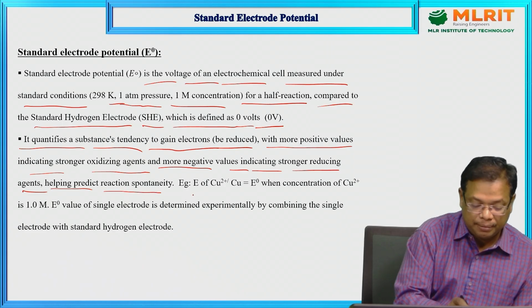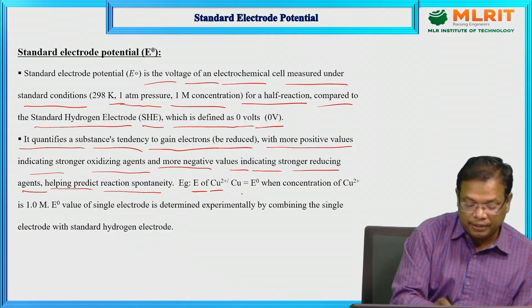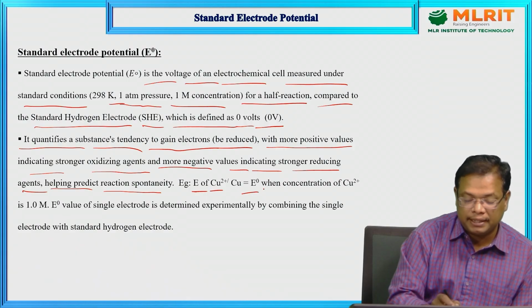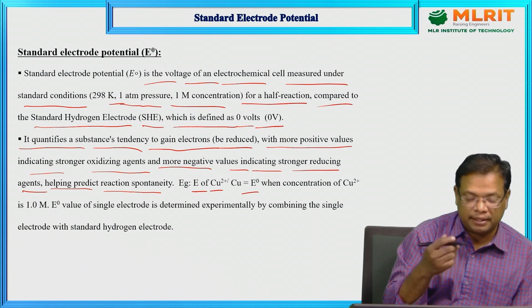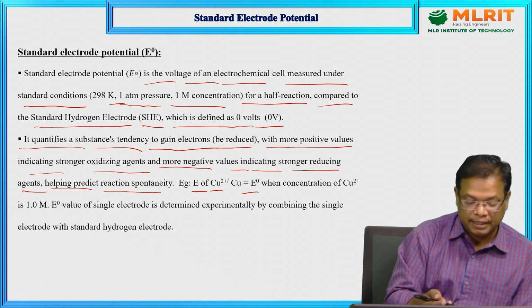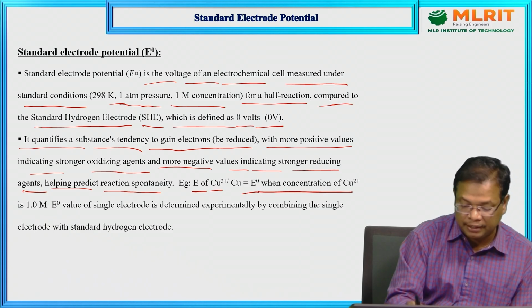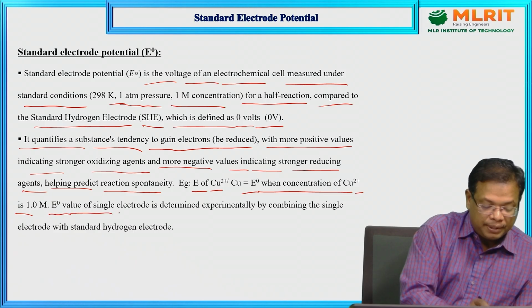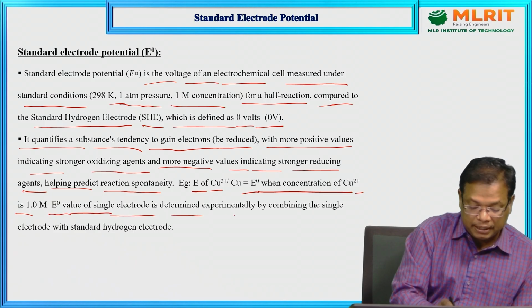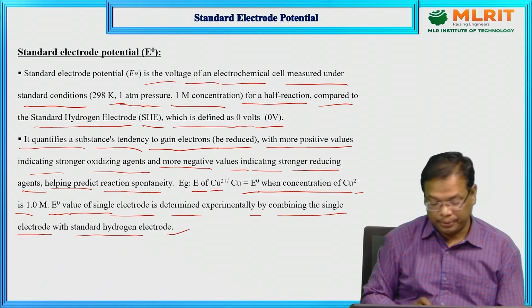So, for example, Cu2+ to Cu gives rise to E0 at standard conditions. We have to check how much reduction is happening, how many electrons are transferred, how it is oxidized and how it is reduced, when the concentration of Cu2+ is 1.0 molar. The E0 value of a single electrode is determined experimentally by combining the single electrode with the standard hydrogen electrode.